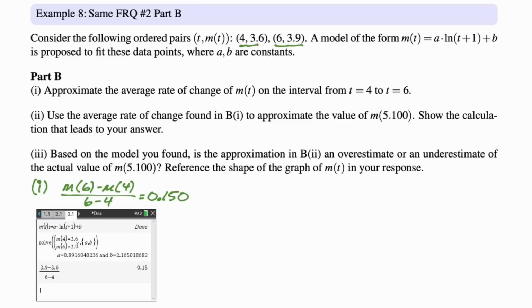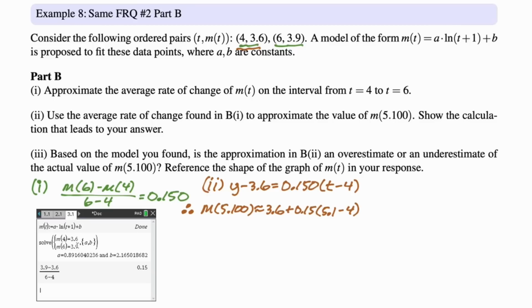For part 2, use the average rate of change found in B1 to approximate the value of m of 5.1. So this is the part that I think you might find the weirdest. So I'm going to first write the equation of a line that passes through (4, 3.6) and (6, 3.9). I'm going to use point slope form for that. So it's y minus 3.6 is equal to the slope, 0.150, times t minus 4. That's how we start. Then we want to take the value we're given, 5.1, and just plug it into that line. So we're going to say this is an approximation of the m value. So m of 5.1 is approximately 3.6 plus 0.15 times the quantity 5.1 minus 4.